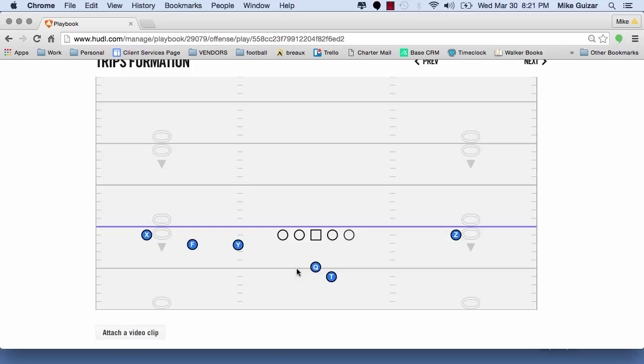The only difference here is that Y's starting position is now on the left with F and X instead of on the right with Z. And that is trips left.